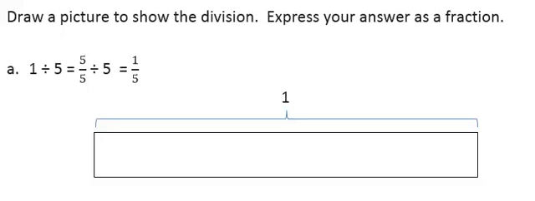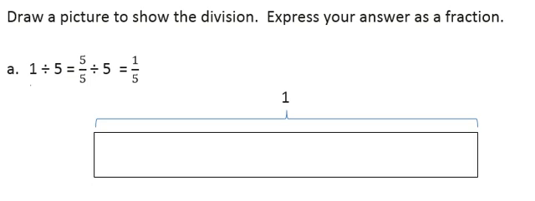This tutorial is for 5th grade, Module 4, Lesson 2. In this lesson, we're going to show how fractions can help us with division. The directions say draw a picture to show the division, and then we are to express our answer as a fraction. The first problem is 1 divided by 5.